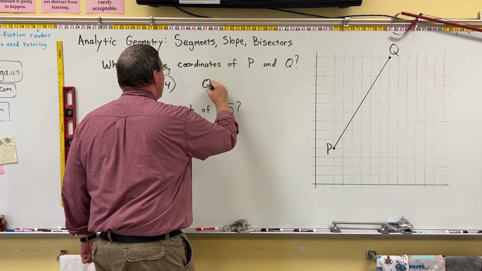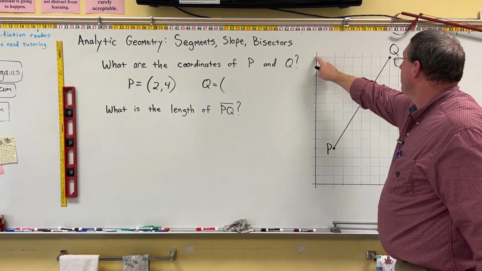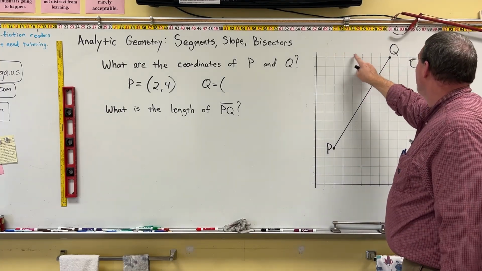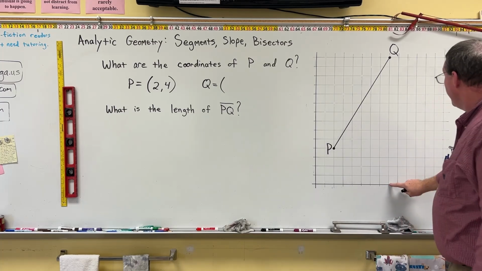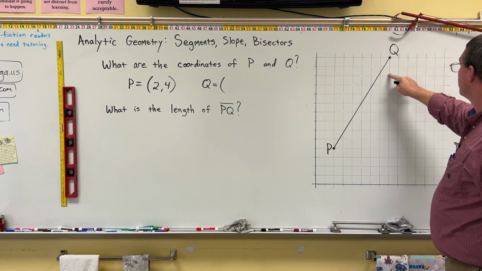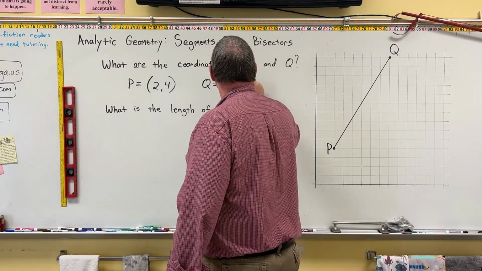Point Q is at the point, I'm actually going to go up here. I'm going to go to the y-axis and count over instead of trying to count over here. 1, 2, 3, 4, 5, 6, 7, 8. So that's 8 across. And then from here, 1, 2, 3, 4, 5, 6, 7, 8, 9, 10, 11, 12, 13, 14 up. So 8, 14.